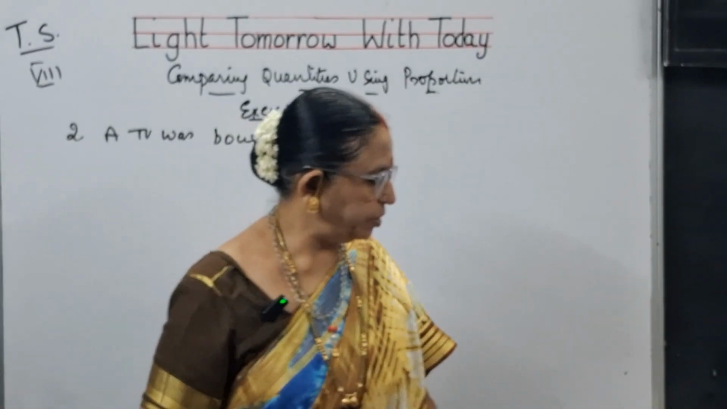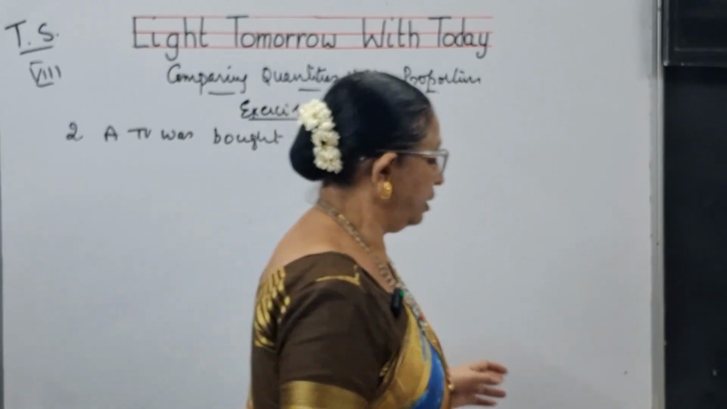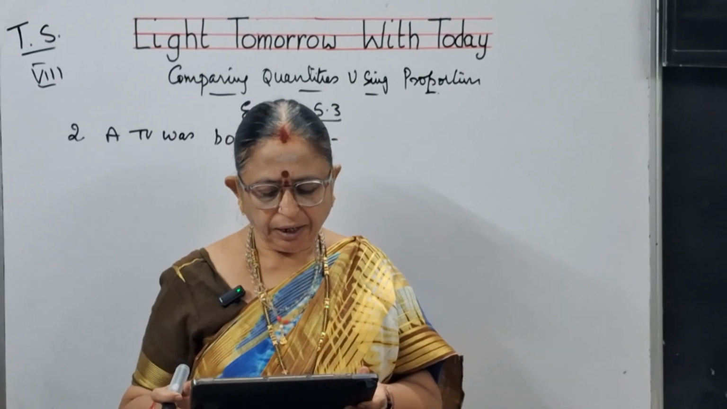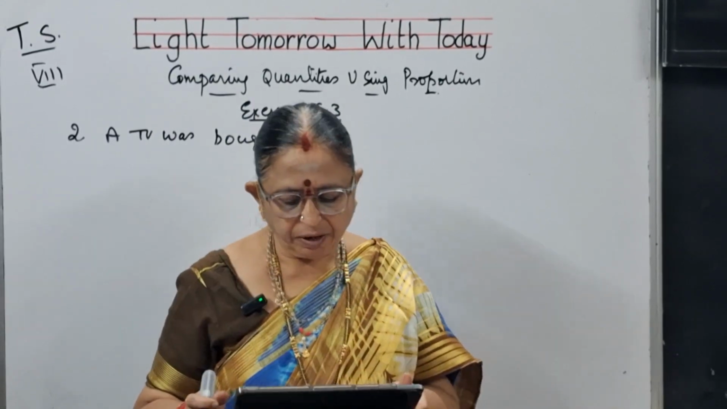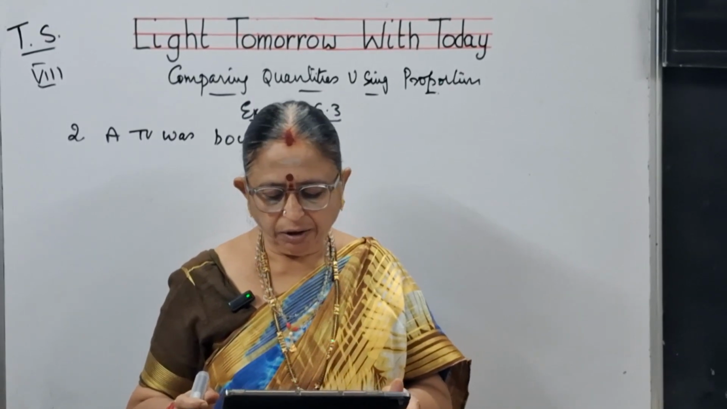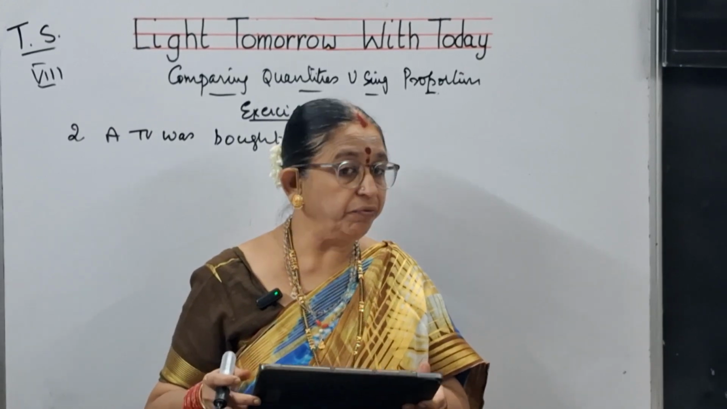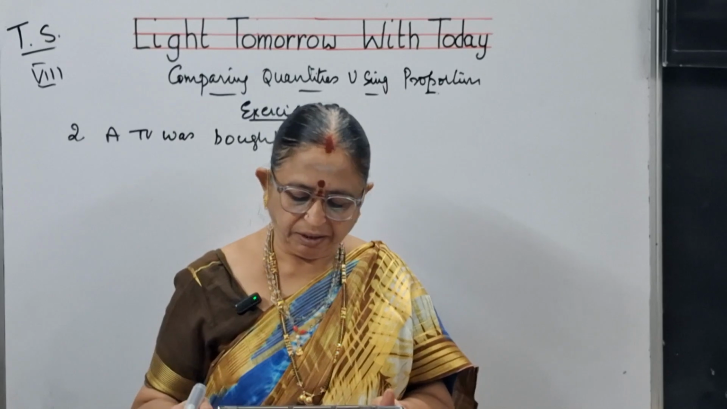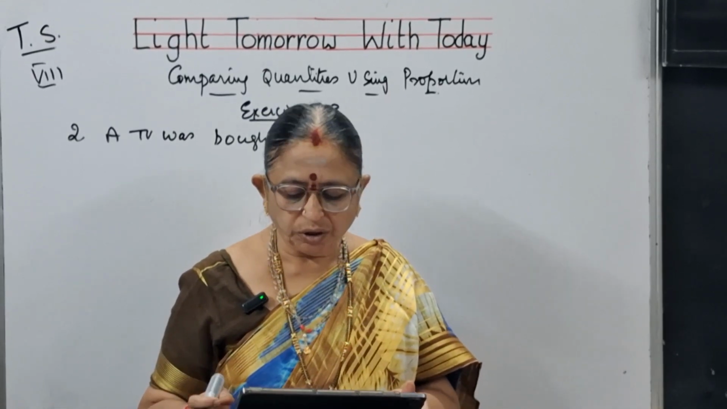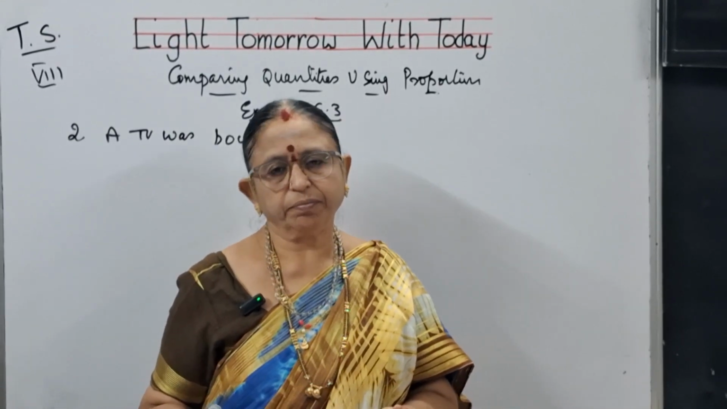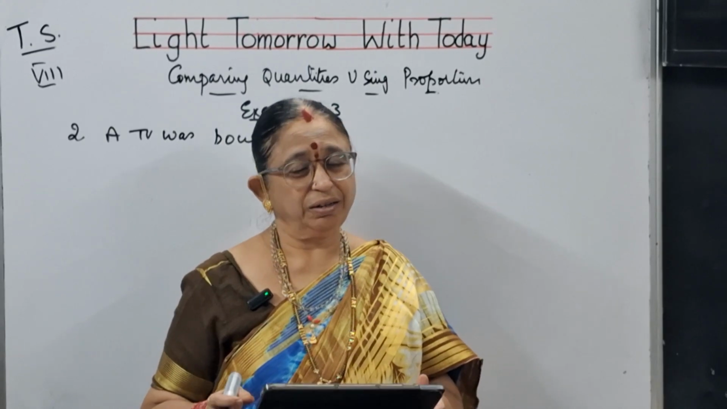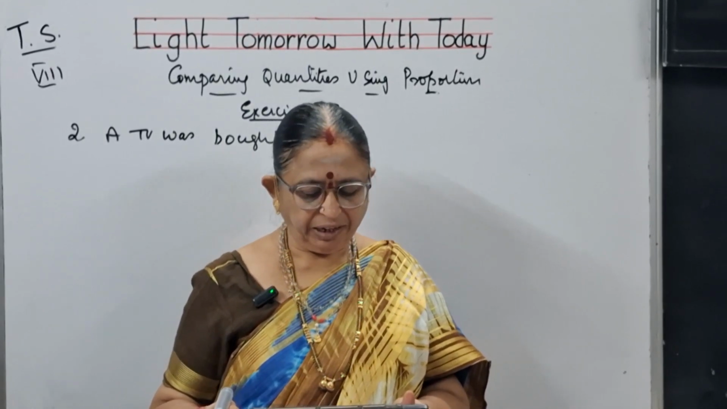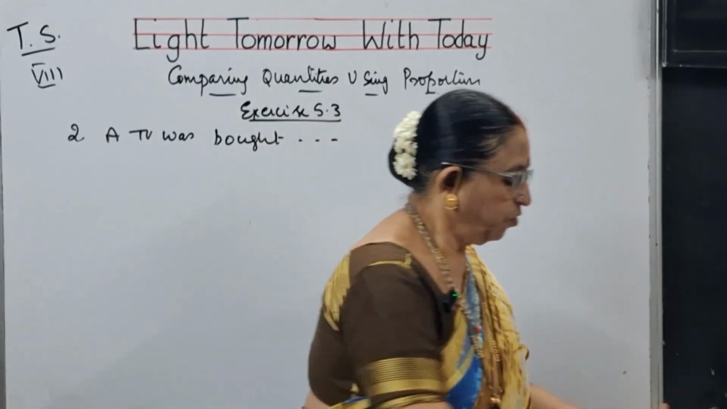So the second problem is, let me read the sum. A TV was bought at a price of 21,000 rupees. After 1 year, the value of the TV was depreciated by 5%. Means it got reduced. Depreciated means reduction of the value due to use and age of the item. Due to use or age, its value got reduced by 5%. Find the value of the TV after 1 year.